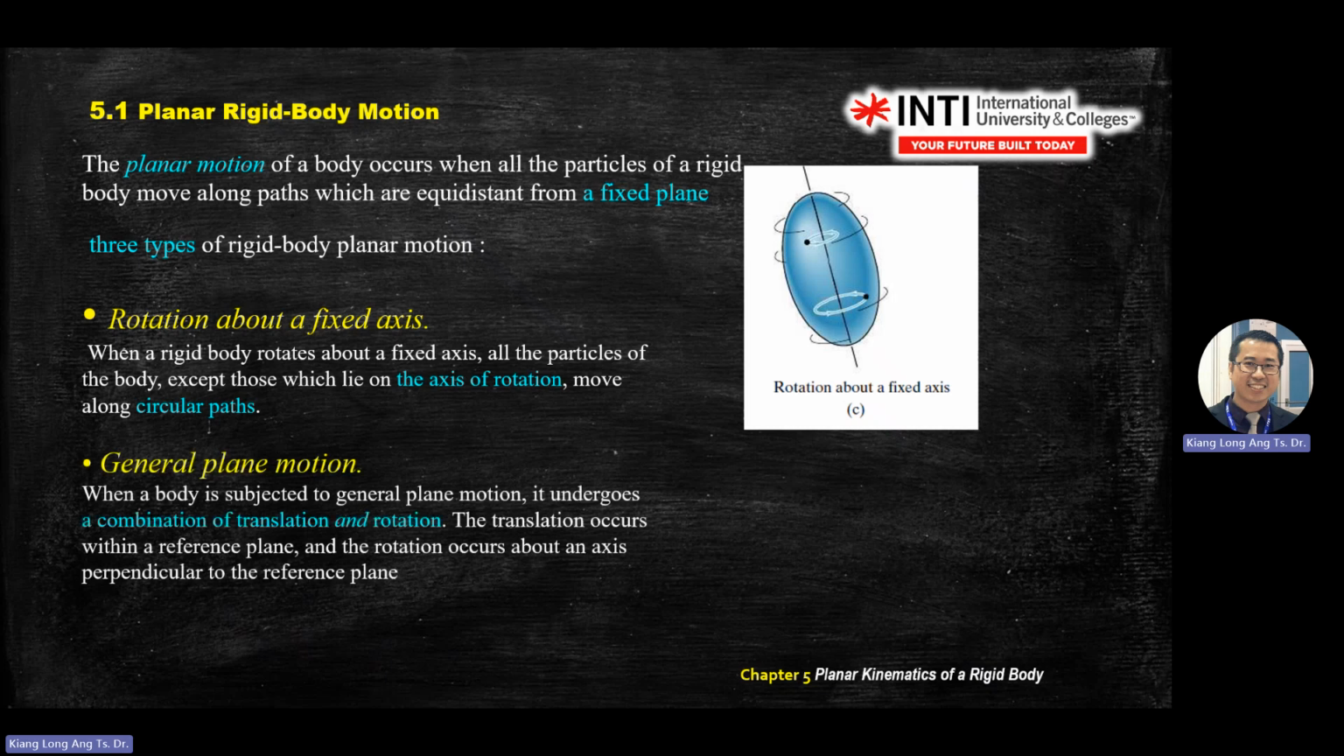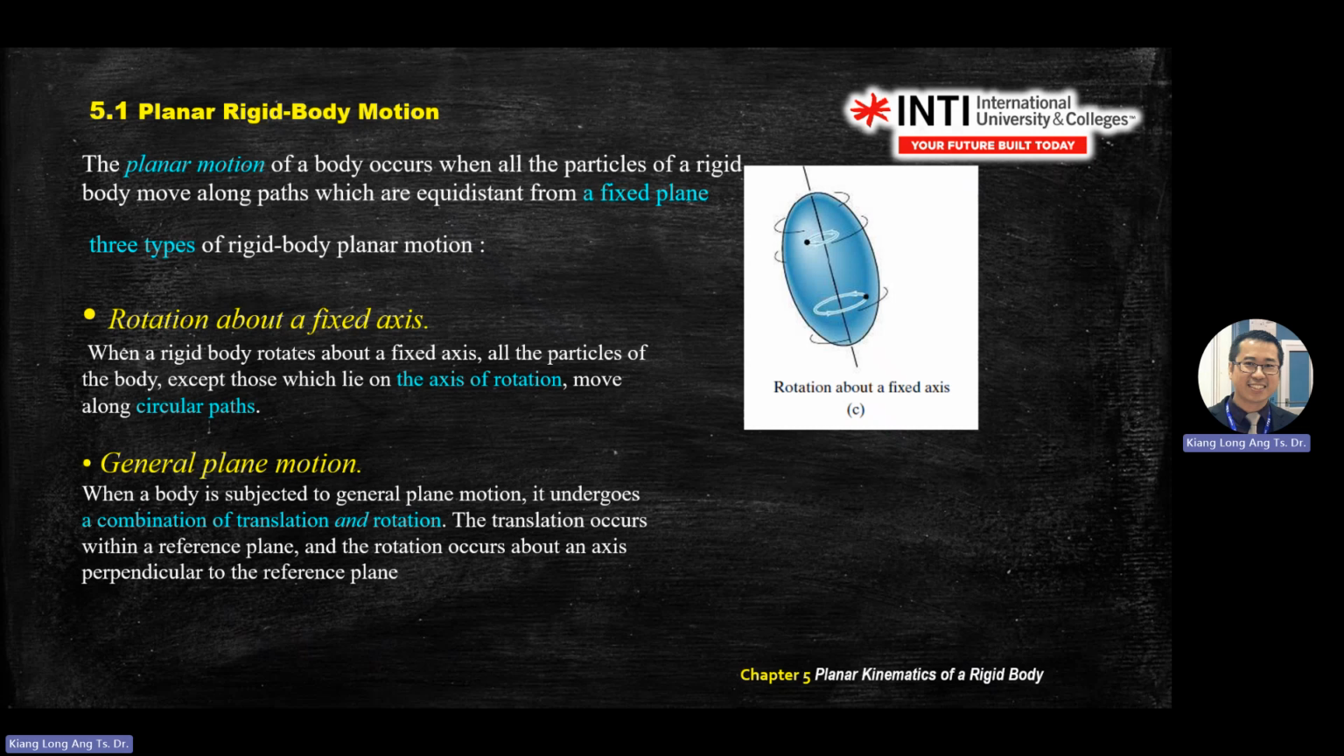The third type is a combination between the translation and rotation. We call it general plane motion. It's a mixture between two. So there are three types of motion. So in your analysis, you need to consider these three motions.